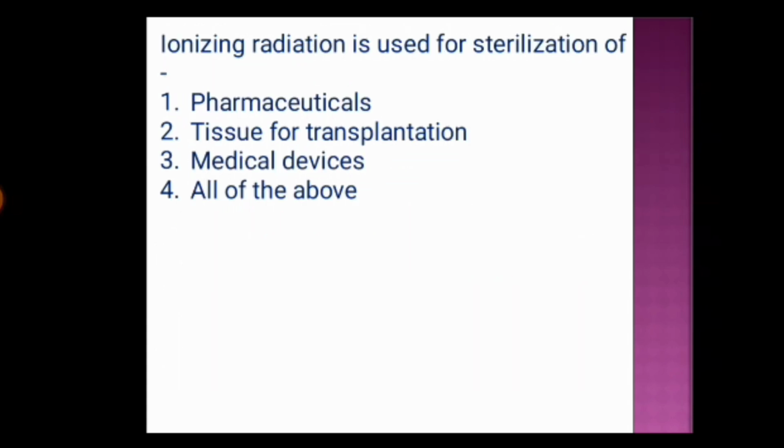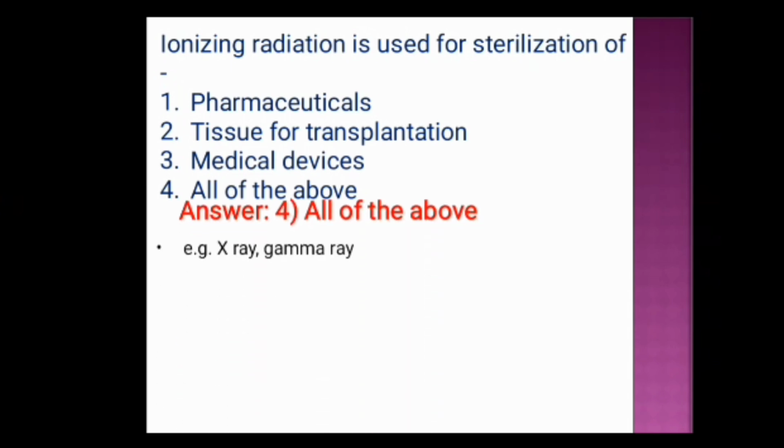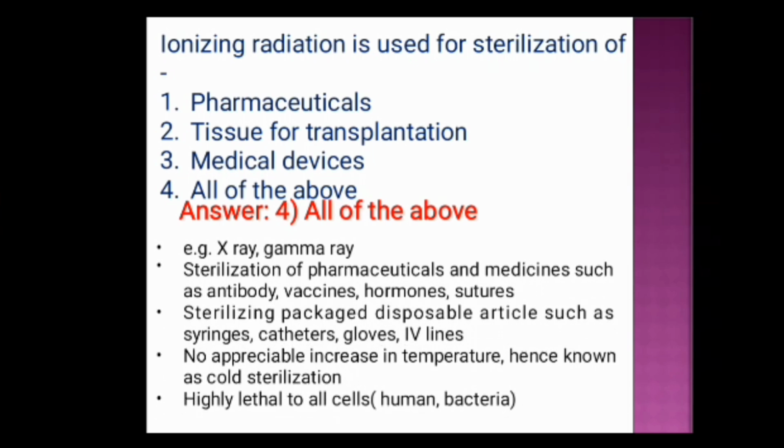Next question. Ionizing radiation is used for sterilization of option 1, pharmaceuticals, option 2, tissue transplantation, option 3, medical devices, option 4, all of the above, and the correct answer is option 4, all of the above. The examples of ionizing radiation are X-ray and gamma ray. Pharmaceuticals and medicines such as antibiotics, vaccines, hormones, and sutures are sterilized by ionizing radiation. Also sterilizing packaged disposable articles such as syringes, catheters, gloves, IV lines.